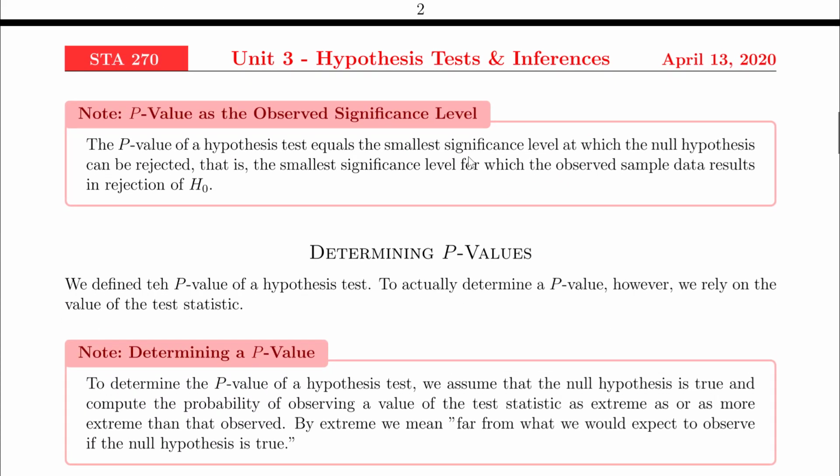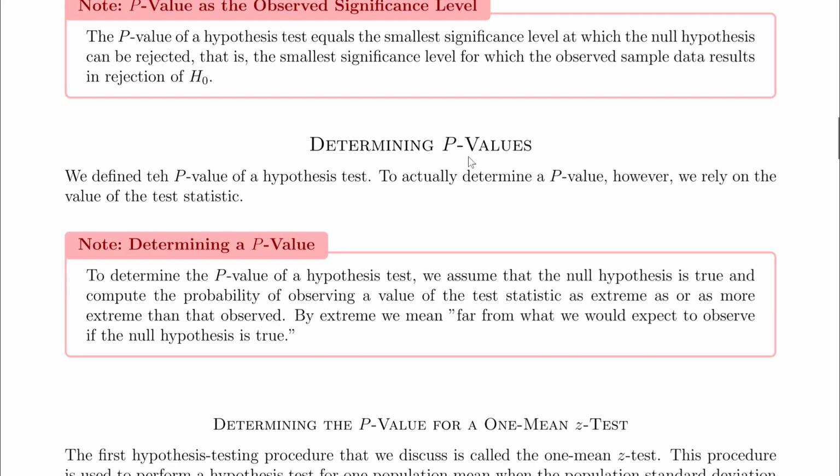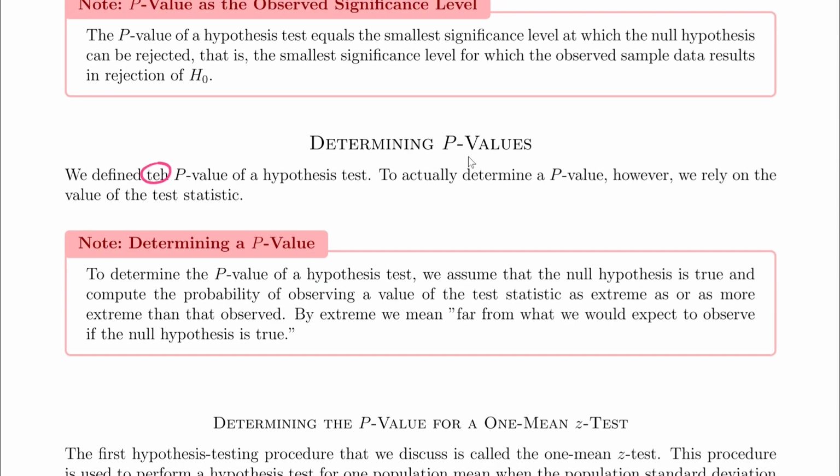So let's keep going. The p-value of a hypothesis test equals the smallest significance level at which the null hypothesis can be rejected. That is the smallest significance level for which the observed sample data results in a rejection of H0, or our null hypothesis.